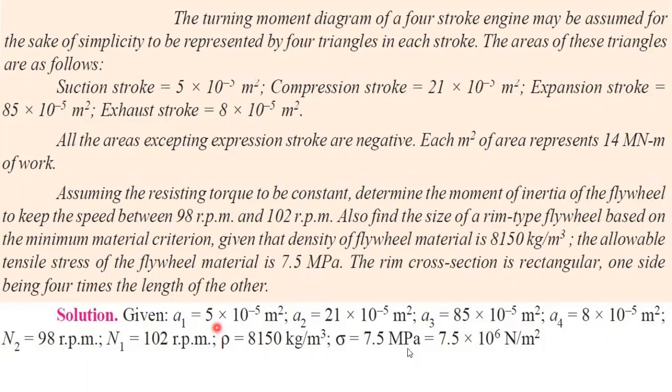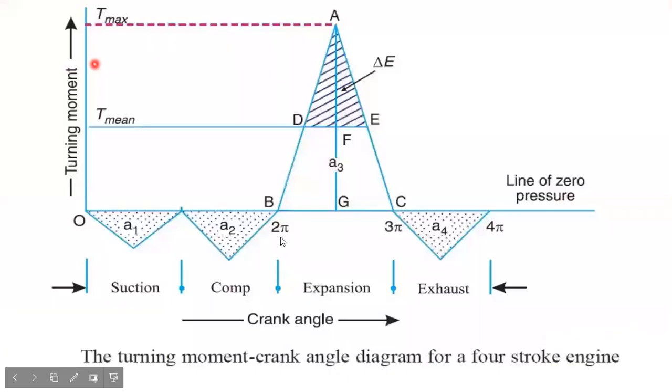We can write all the 4 values: suction, compression, area, all the values you write, and the 2 different speeds they have given. So N1 and N2 you can write, and the rho value and sigma value we can write. Here we can easily plot the diagram: suction, compression, expansion and exhaust. Whatever value is below the 0 line is negative and whatever value is above the 0 line is positive. So T mean is Fg, T excess is Af and T maximum is Ag.